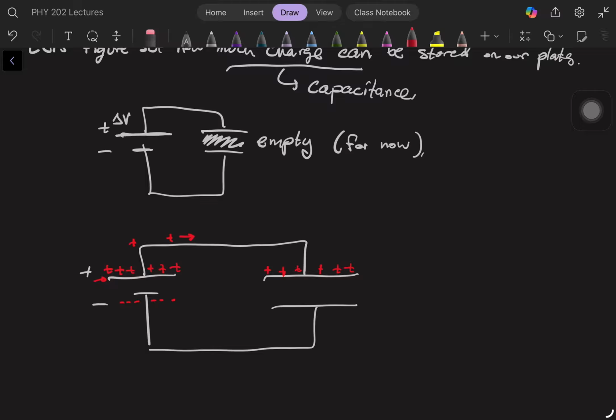Maybe let's not go to the fully charged plate yet. Let's say we have 2 charges on here. If we have 2 charges on here, they're going to make an electric field.